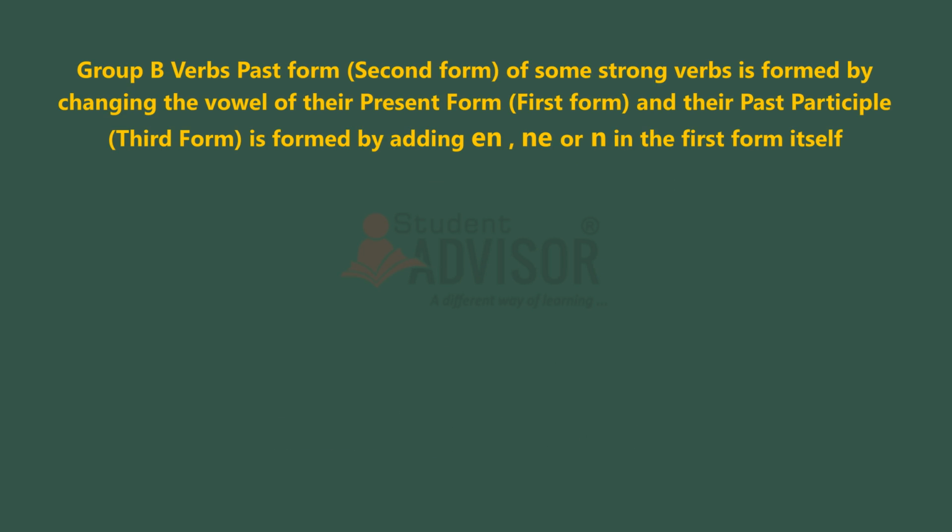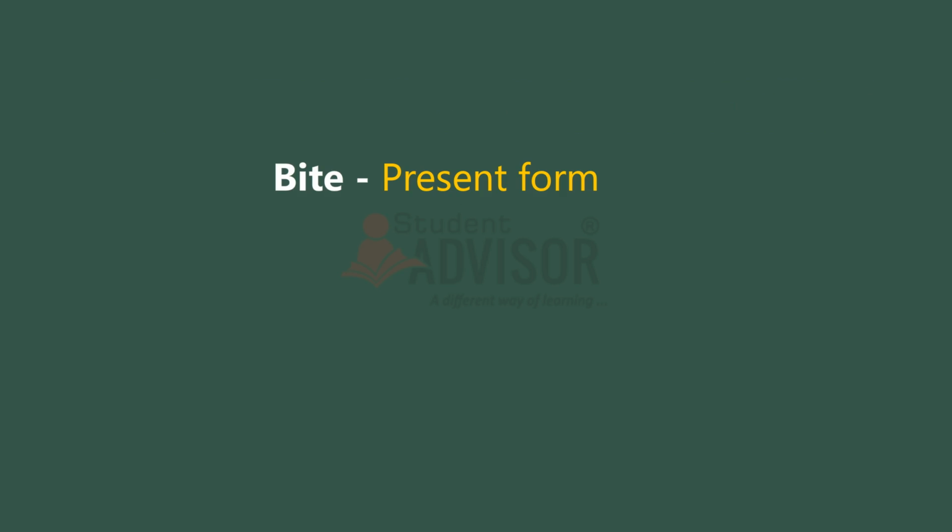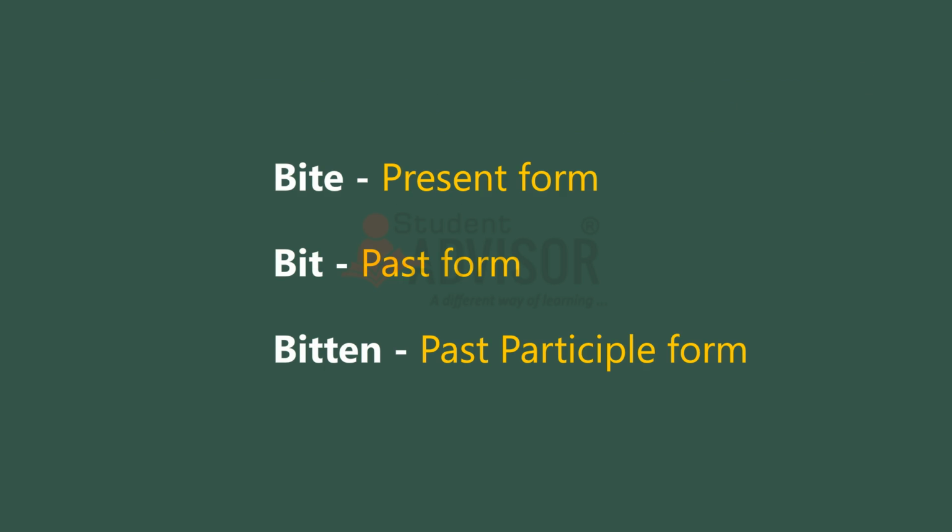Group B verbs. The past form, second form, of some strong verbs is formed by changing the vowel of their present form, first form, and their past participle, third form, is formed by adding en, ne or n in the first form itself. Bite, present form; bit, past form; bitten, past participle form; biting, ing form.